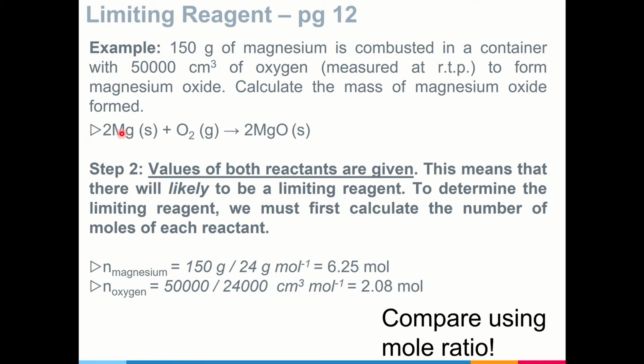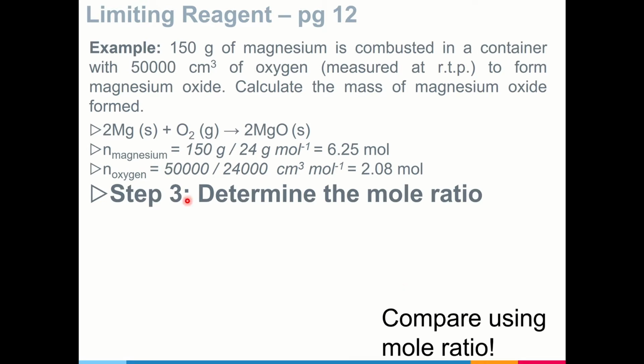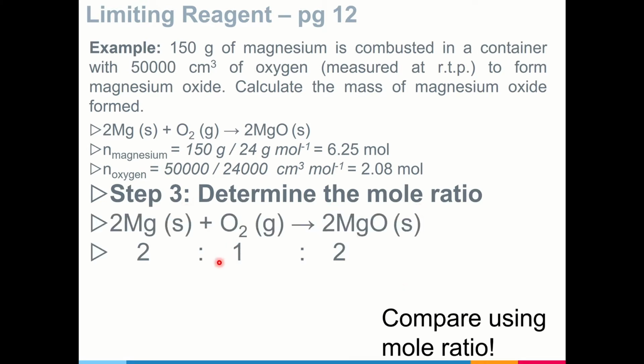2 moles of magnesium react with 1 mole of oxygen. So from these values, it's not very easy to see, because in the previous example you could see exact values. But in this case, the values are not exact, so it's a bit hard to calculate. So what I do is determine the mole ratio.